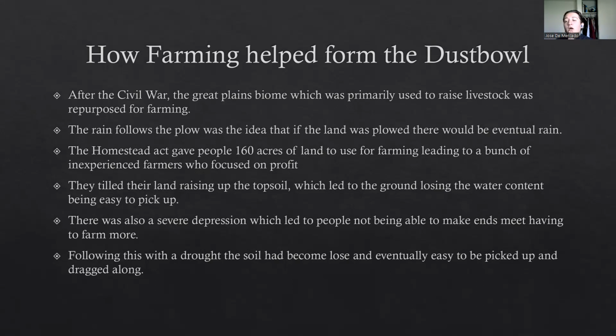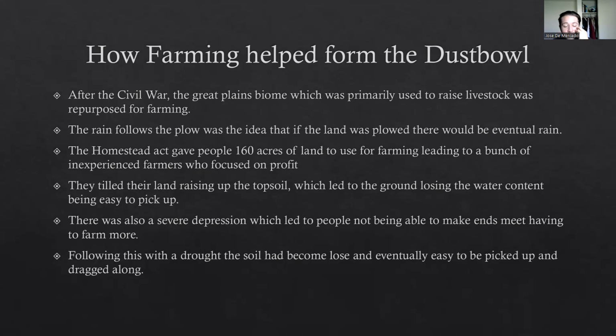Now, we all know droughts are not really a good thing. Having a drought means there's no water. If there's no water, there's no plants. You could still have crops, but the crops wouldn't be as well grown as they would have been if there wasn't a drought. And there was a core belief that if you tilt the soil, rain would eventually come. And they really overestimated when it would rain.